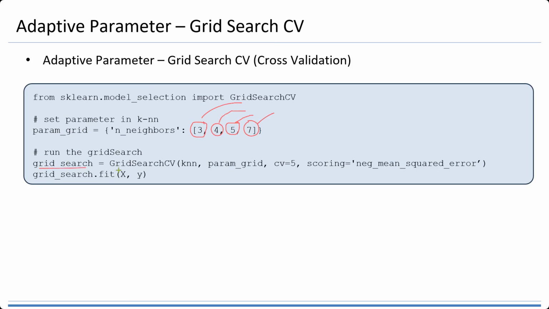Then we do the grid search cross-validation. I'm going to use the KNN model, and the parameters for the search come from the parameter grid. I'm using cross-validation 5 times, which means the data will be split into 5 segments. For the scoring, I'm using the negative mean squared error. After that, I'm going to fit it to the data, where the data is X and the label is y.